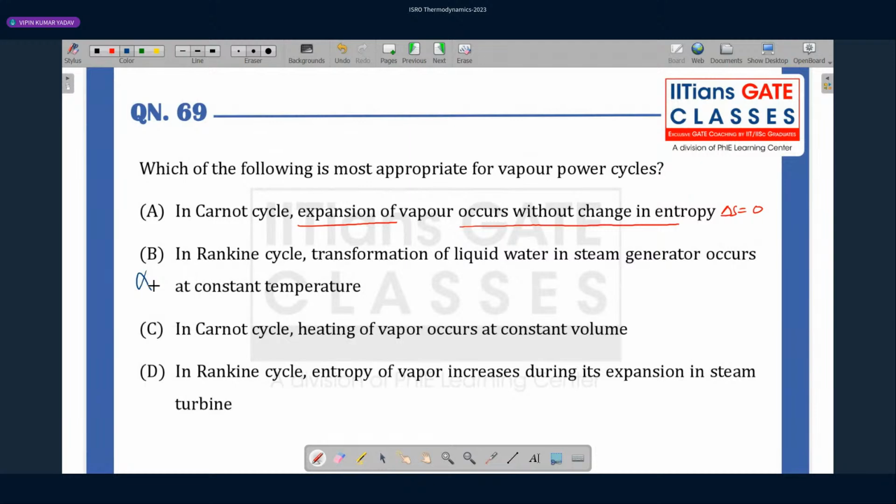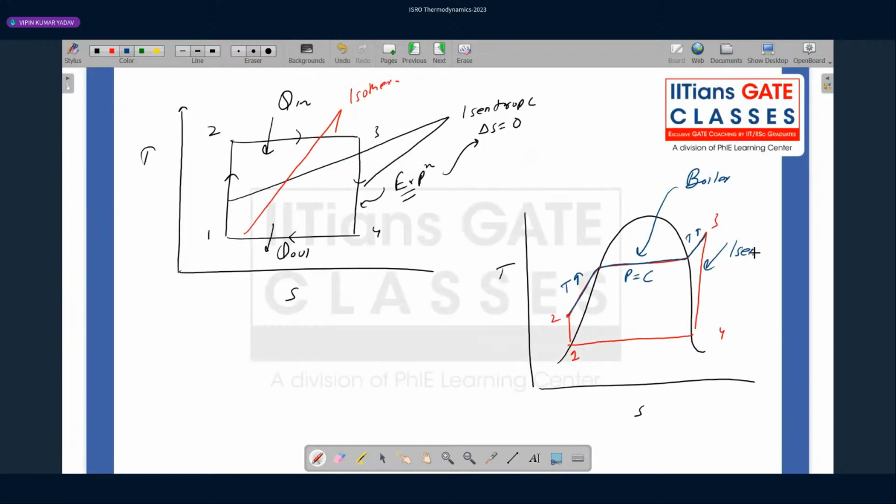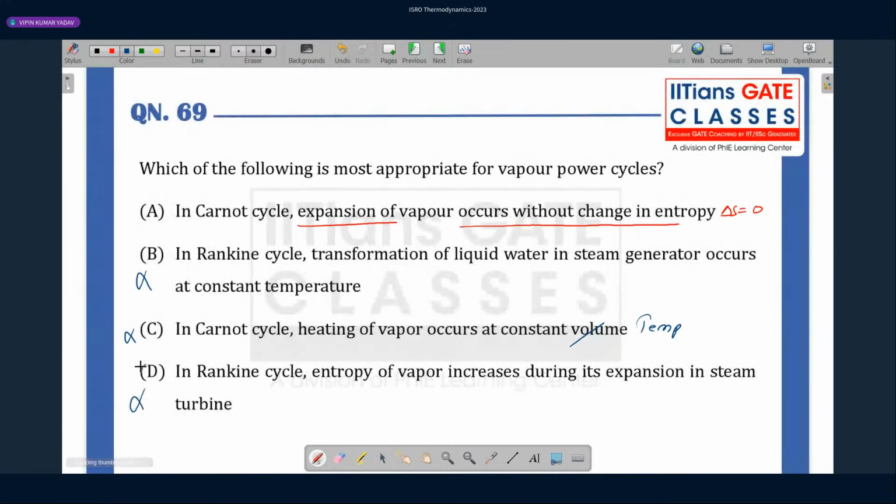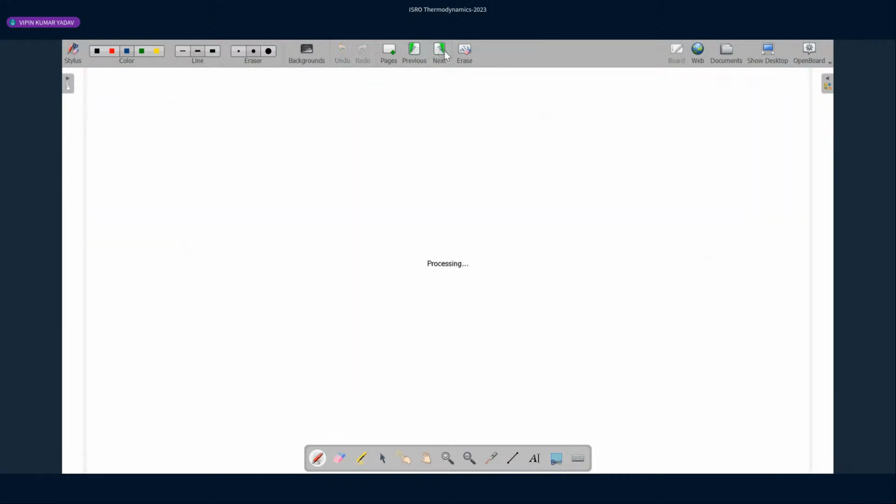In Carnot cycle, heating of vapor occurs at constant volume. No, it happens at constant temperature. Isothermal process, I have shown you. This is also not correct. In Rankine cycle, entropy of vapor increases during expansion in the steam turbine. No, this is isentropic, and isentropic means entropy remains the same. So this is also not correct. Only A is correct. I hope it is clear.